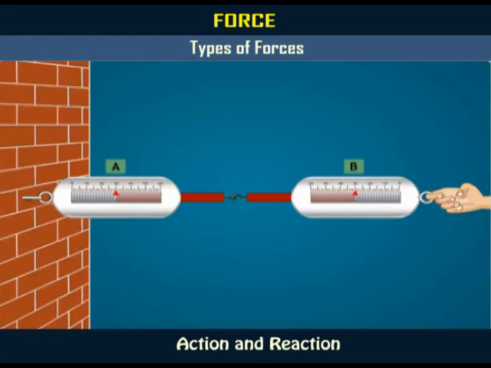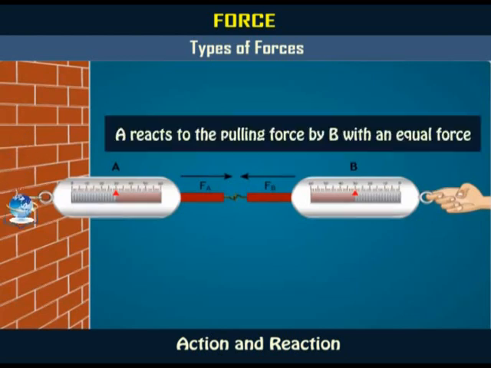Observe that the readings on A and B are the same, indicating equal magnitudes of forces on the springs. However, the direction of stretch of A is opposite that of B. As you pull B, its spring stretches due to the applied force. And since A and B are hooked to each other, B applies the force on A, stretching the spring therein. A therefore reacts to the pull by B with the same amount of force.